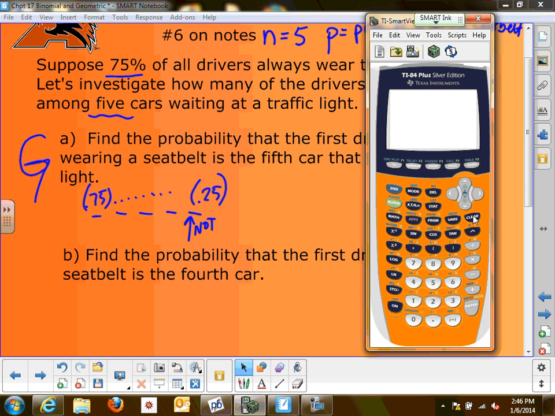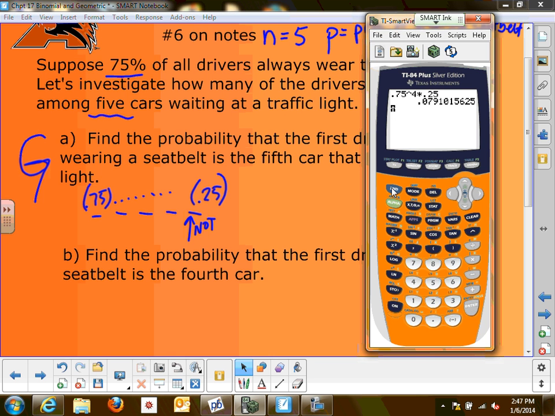How would that look in my calculator? I'm going to show you 2 ways. What's one of them? 0.75 to the 4th times 0.25. Boom. So that's the way this has to happen. It's about an 8% chance of not wearing it, anytime I go out there to the light.